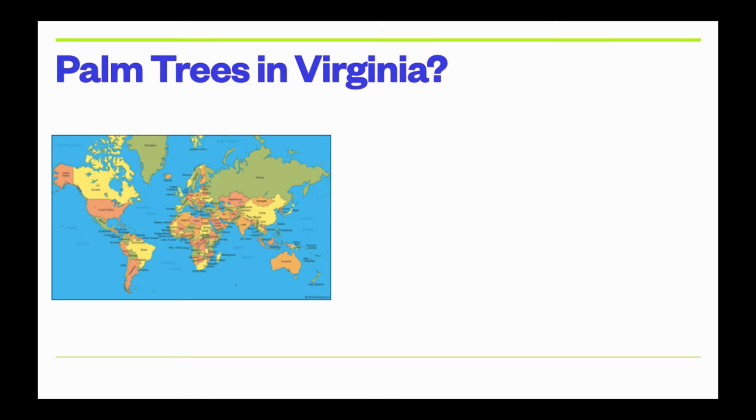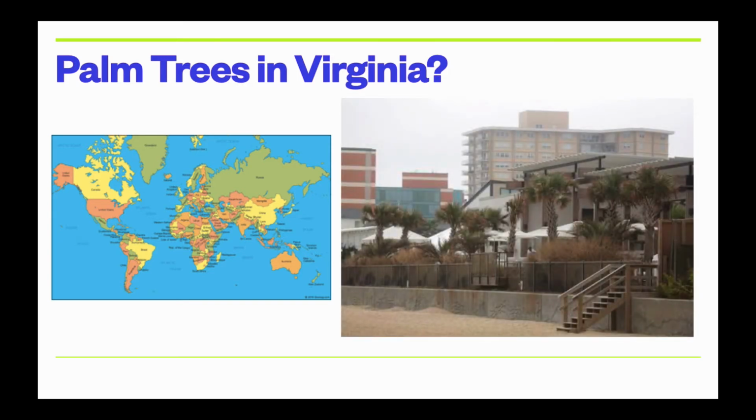All right, believe it or not, we do have palm trees in southern Virginia close to the water in Virginia Beach. So on a map, if we find Virginia on this world map, it's a tiny little map, but right there on the east coast of the United States is where Virginia is located. And Virginia Beach is on the coast. That means Virginia Beach is really close to a very large body of water, the Atlantic Ocean.